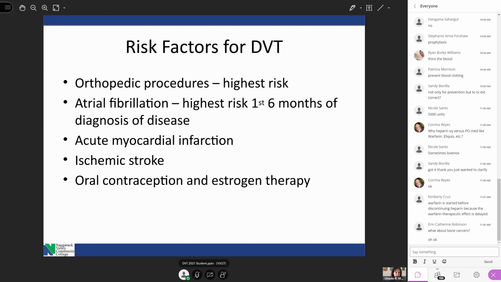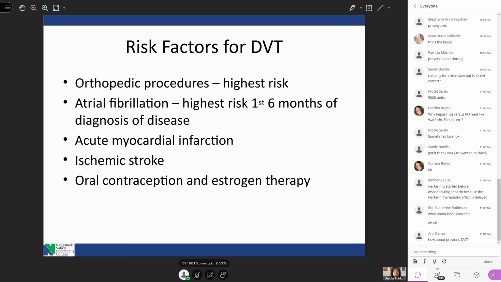Orthopedic procedures, all right, is also a risk. Okay, orthopedic procedures, about 50% of orthopedic patients have DVTs. So we have to really be careful with that. How about previous DVTs? Yes.